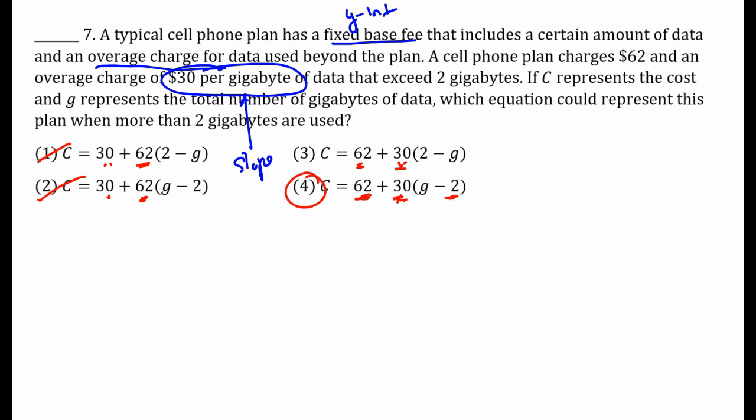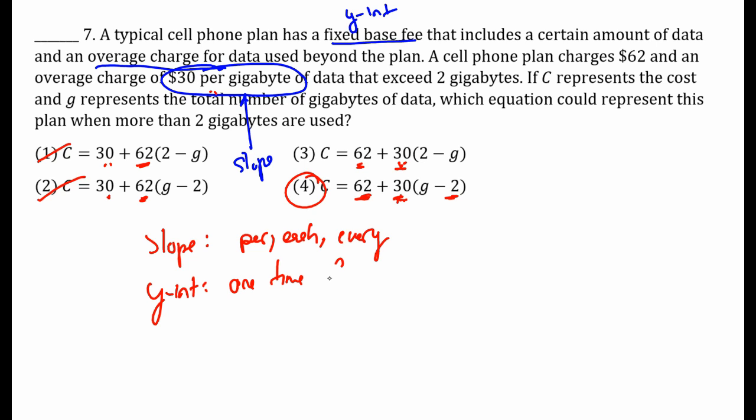The key takeaway from this is slope is a recurring thing, it happens every time. This $30 per gigabyte. Keywords are per, each, every. Those are keywords for the slope. The y-intercept is a one-time fee, a fixed cost, something that you pay once and then you're done, which is kind of what this $62 is representing. Regardless of how much data I use, I have to pay that $62. So on your test, it will not be as challenging as this question was, but you still need to have that idea of recognizing slope and recognizing a fixed rate.